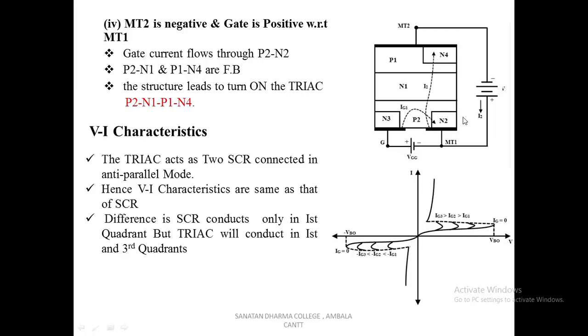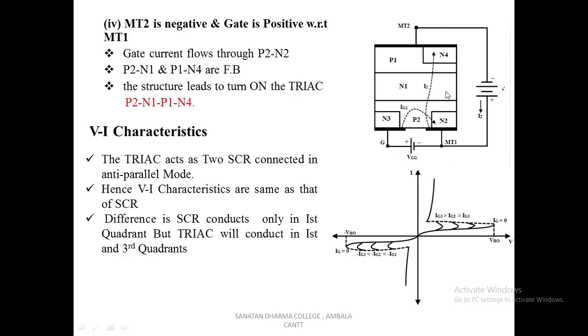Under this condition, gate current flows through P2 and N2. Here I have connected the MT2 negative terminal and the gate is positive now. In this case, P2 and N1 and P1 and N4 are both forward biased due to application of this supply. The structure leads to turn on through the path P2, N1, P1 and N4. So this will be the direction of the current.